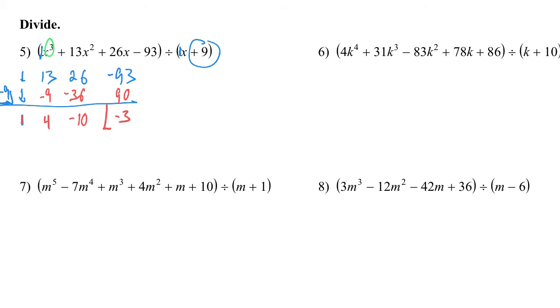The exponent drops down by 1. So the first one's going to be 1x to the second. And then you just continue dropping your exponents from there. 1x squared plus 4x minus 10. I'm just pulling those straight from there. And then the remainder, it's a negative, so I'm going to put a minus, put the remainder over whatever we divided by. And there you go.